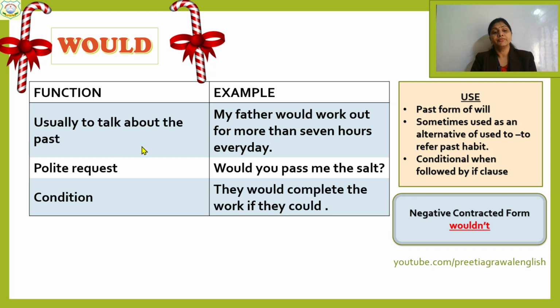For polite request, would you pass me the salt? For condition also, we can use this modal would. They would complete the work if they could. Condition, you have understood? I had given you earlier. Condition means conditional sentences, whenever there is any condition. अगर होता है, अगर ऐसा होता, they would complete the work if they could. अगर वो कर पाते तो वो कर सकते अपना काम. That is, whenever there is any condition, we use would here.